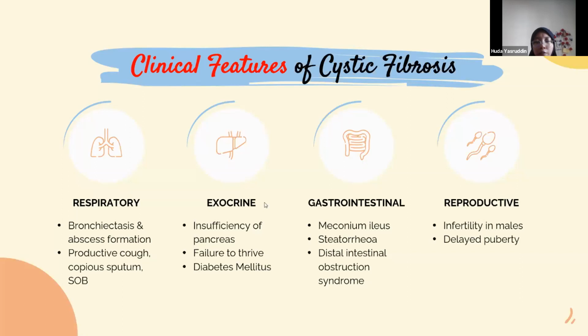And for the reproductive system, usually in males, there will be infertility due to failure in development of the Wolffian structure, the Wolffian duct. So the patient may have azoospermia, which means there are no sperms. And also the patient may have delayed puberty.